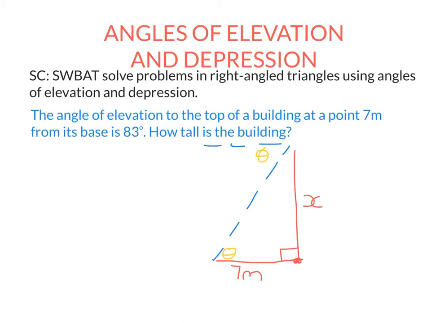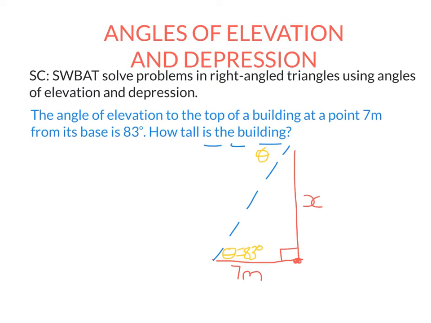I was told in the question that this angle here, the angle of elevation, was 83 degrees. So that means this angle here is also 83 degrees. They're always equal because they are alternate to each other. You need to remember that both the angle of elevation and angle of depression are angles made with the horizontal line. This angle here is with the horizontal line. This angle here, however, is the angle with the vertical line.